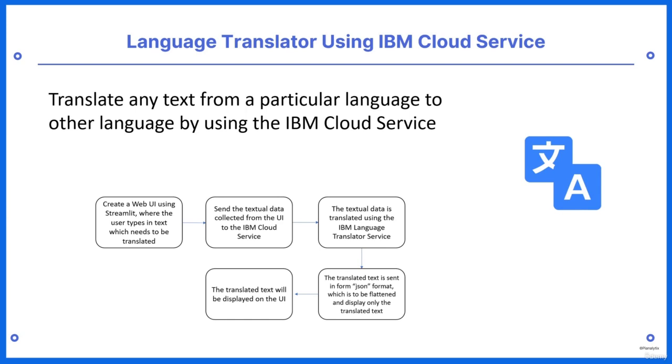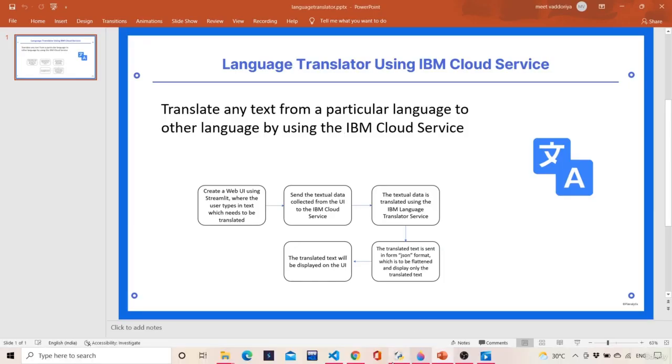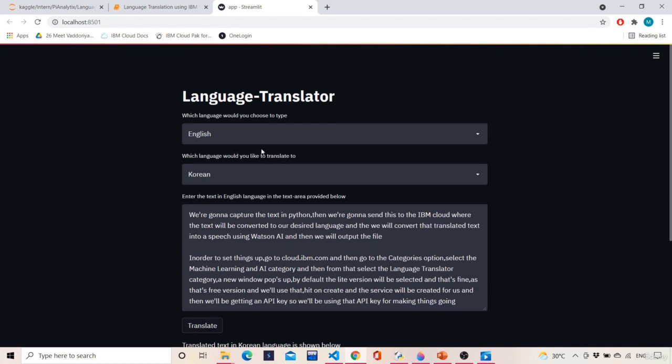So we will be using the Language Translator Service of the IBM Cloud Service, and then the translated text is sent from the cloud service to our application in form of JSON, that is JavaScript object notation, which we need to convert into plain text. That is done in the UI itself, and then the translated text will be displayed in the UI. So let us see a demo or working of this application. It would make it more clear.